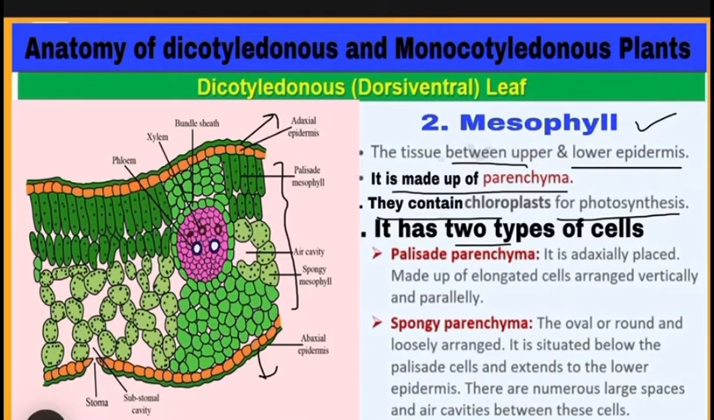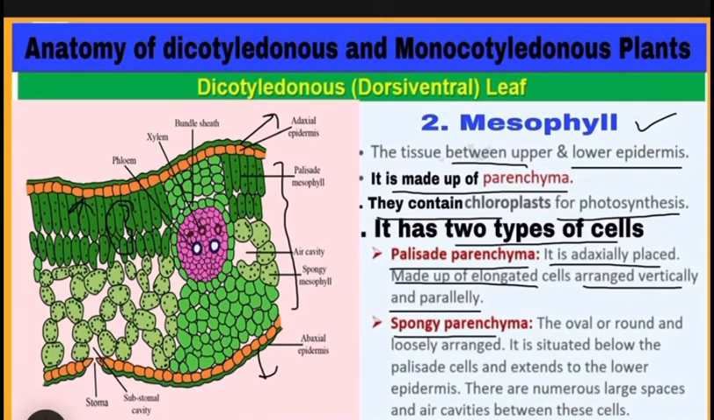It has two types of cells. One, palisade parenchyma. See the diagram. This is the palisade mesophyll layer. It is adaxially placed. ये ऊपर की साइड प्रेजेंट होती है towards adaxial epidermis and they are made up of elongated cells arranged vertically and parallelly.